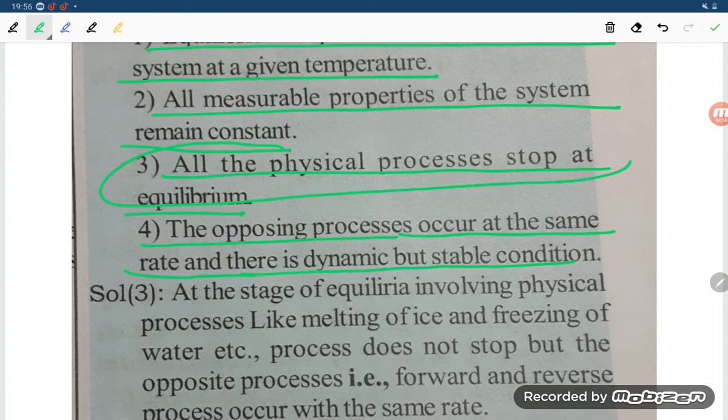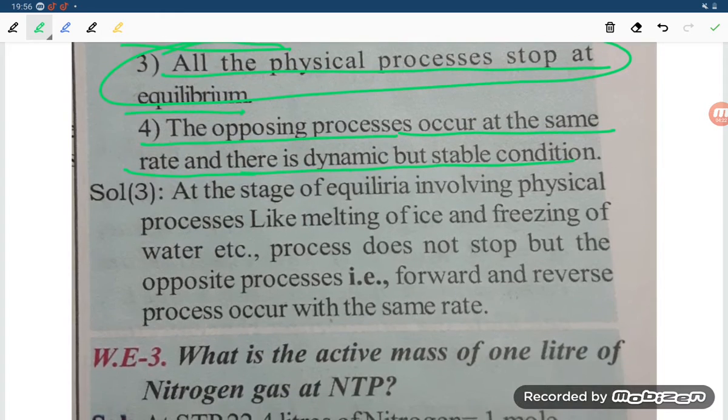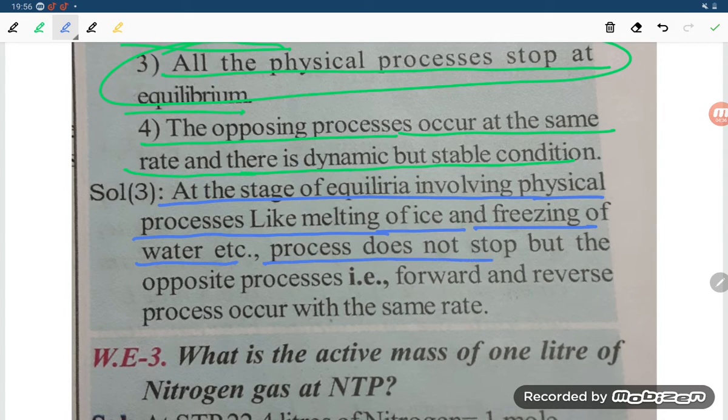All the physical processes stop. This is not correct. Dynamic means it has not stopped, it is always continuously working. At the stage of equilibrium involving physical process like the melting of ice and freezing of water, the process does not stop, but the opposing processes, forward and reverse, occur with the same speed.